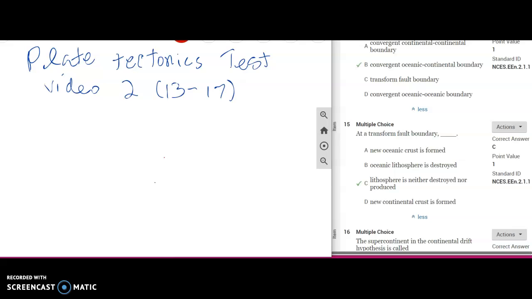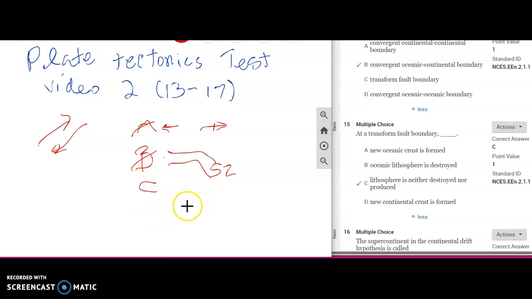Number 15 says, at transform fault boundaries. Okay, so transform fault boundaries do this, like we just said. A, new oceanic crust is formed. No, there's no crust that's formed except at a divergent boundary, which makes new oceanic crust. It's not A. B, oceanic lithosphere is destroyed. The only time that's destroyed is when there is subduction. So B is not the correct answer. C, lithosphere is neither destroyed nor produced. Well, that's true. So C looks like the best answer. It's the correct answer, but let's keep looking.